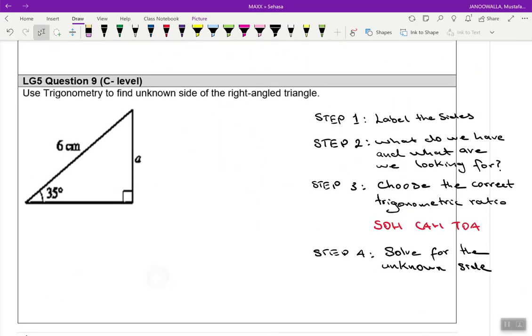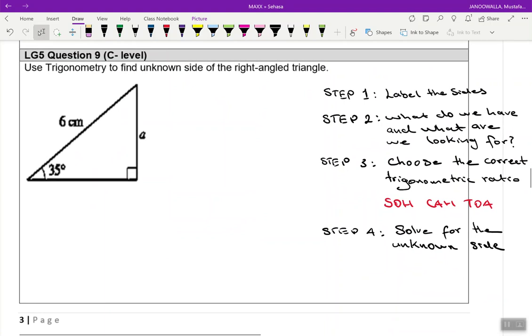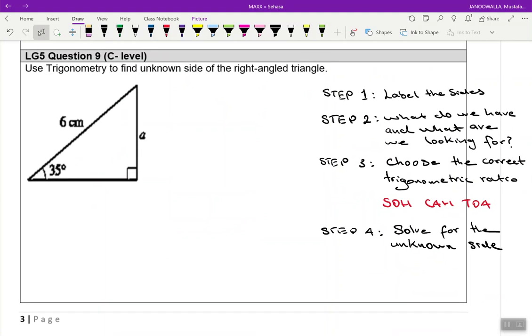With trigonometry, for this revision at least, you're only looking for the unknown side. I've written the 4 steps there on the side, and we're going to go through each of these steps to solve for the missing side, in this case A. But first we've got to label the sides. The longest side we know is the hypotenuse, then opposite the angle is our opposite side, and the last one is the adjacent.